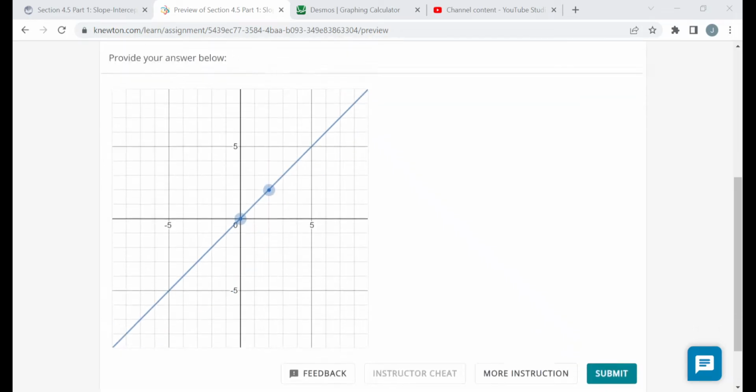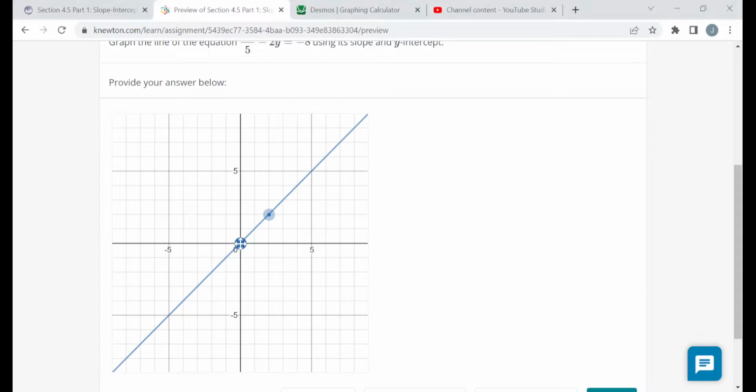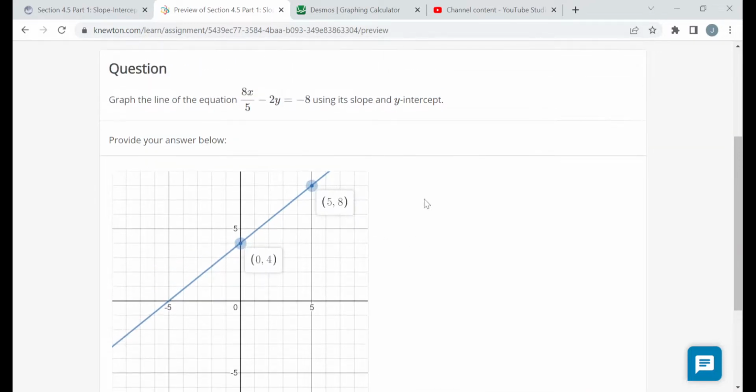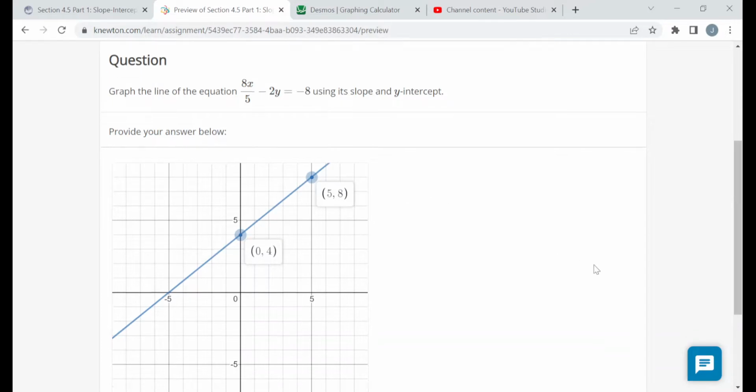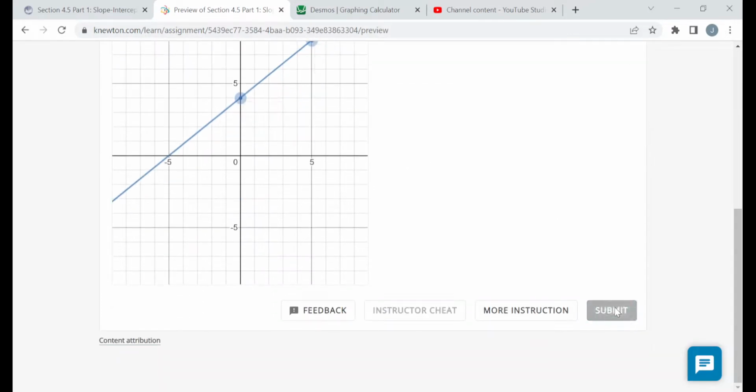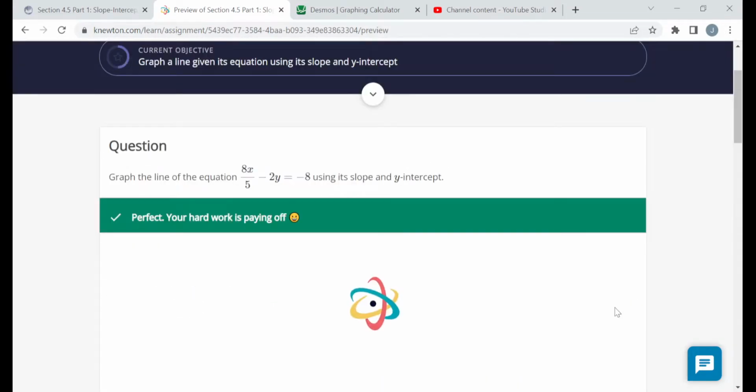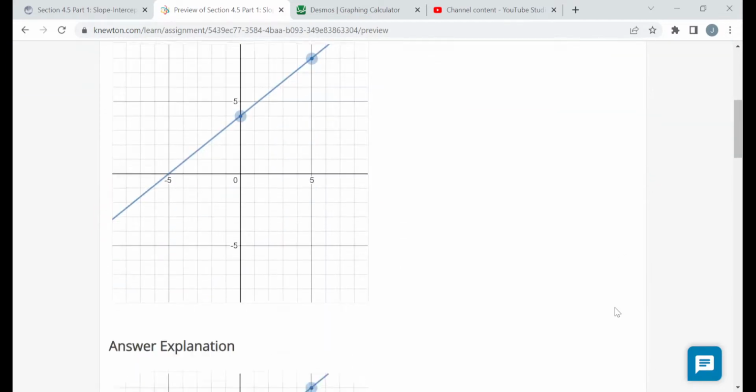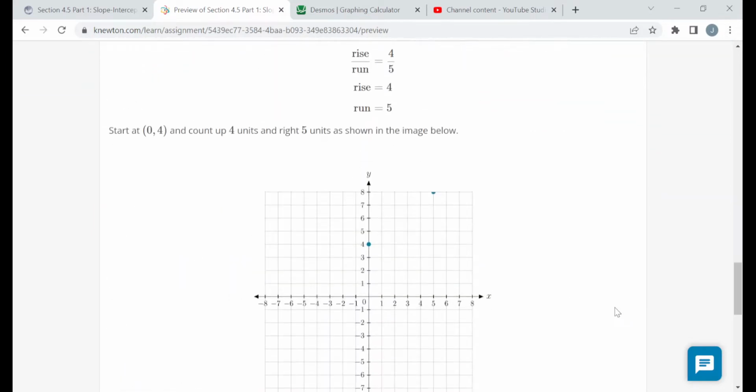So yeah, one of these points, the y-intercept should be at 0, 4, and then moving this other point to the 5, 8. Just click on them, make sure they're in the right positions, right? 0, 4, and 5, 8 were on my drawing. That's the line for this equation. Great. All right, next.